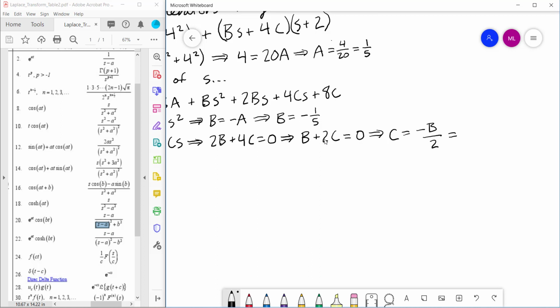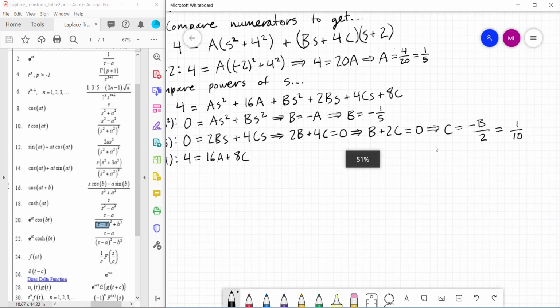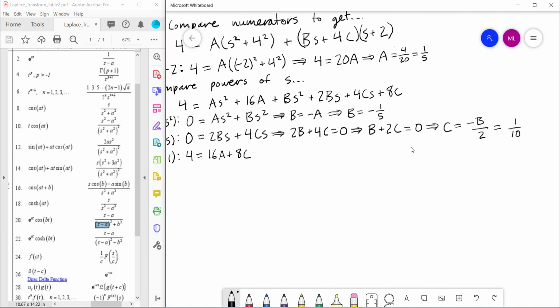But we already found b. b was equal to negative 1/5. So negative of negative 1/5 is positive 1/5. And if I divide 1/5 by 2, I'm going to get 1/10. So there's my value of c. And we can just come down if we want. So I've solved for a, b, and c just using those three equations.